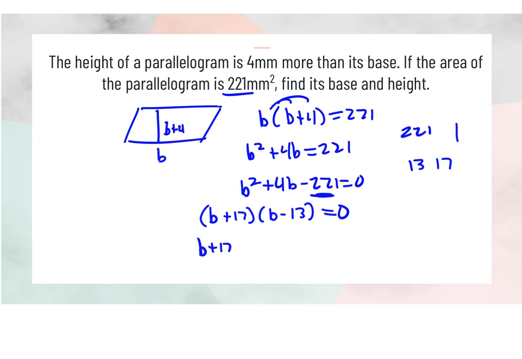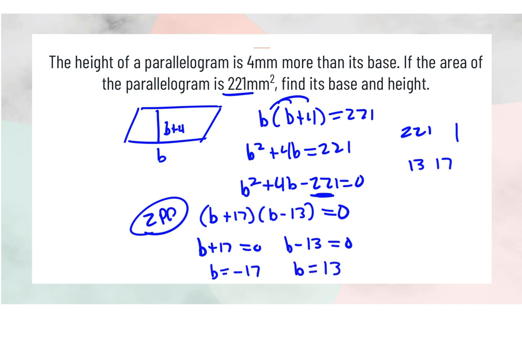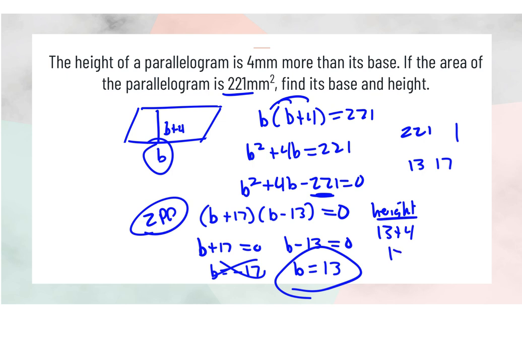So I set each part equal to 0. Zero product property. Okay. That thing shows up a lot. So I'm going to have either b equals negative 17 or b equals 13. But only one of those answers makes sense because I've got an actual length. So I cannot have a negative there. Okay, that does not work. So my base will be 13. Height will be 13 plus 4. So that's going to be 17.